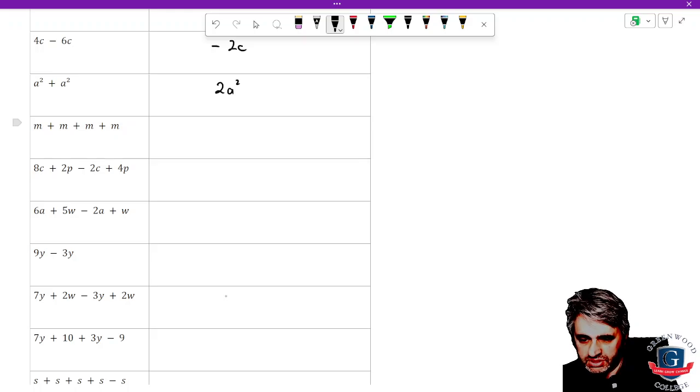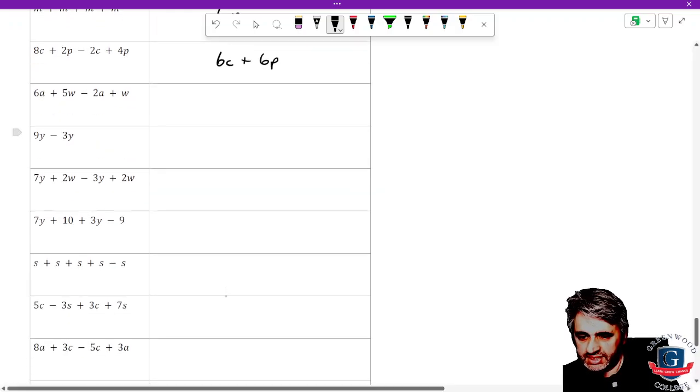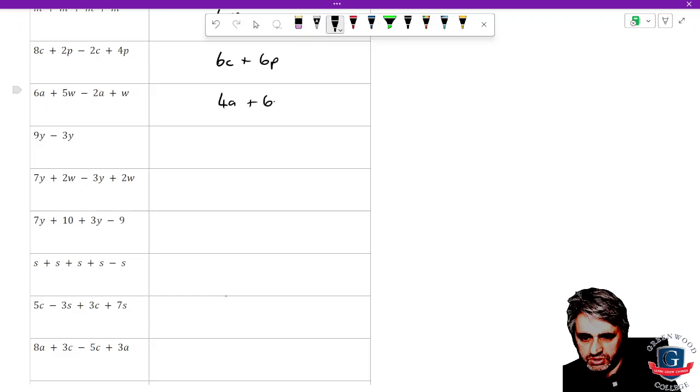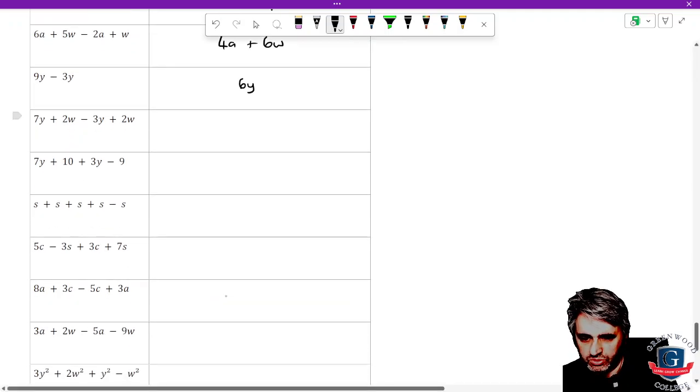1M plus another M plus another M plus another M is 4 lots of M. 8C minus 2C is 6C. 2P plus 4P is 6P. 6A take 2A is 4A. 5W plus W is 6W. 9Y minus 3Y is 6Y. 7Y minus 3Y is 4Y. 2W plus 2W is 4W.